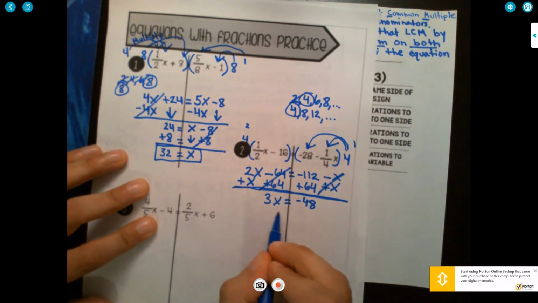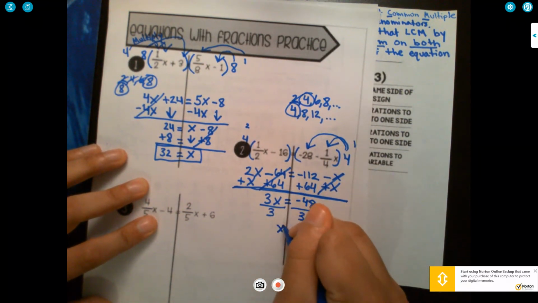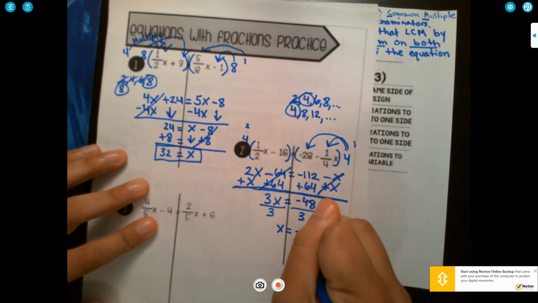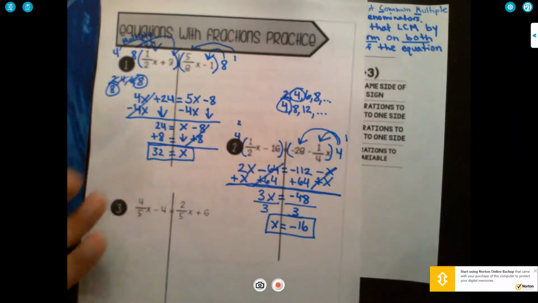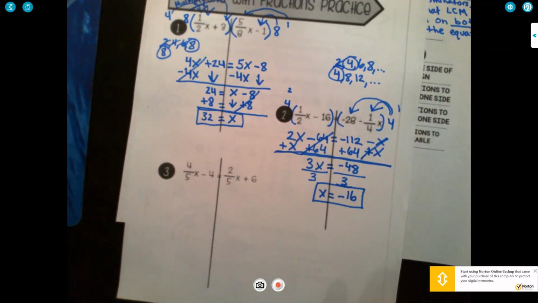And then we want to get this x equal to 1 by itself, so we're going to undo the coefficient, divide by 3, divide by 3. X is going to be equal to negative 48 divided by positive 3, which you should get negative 16. All right, there's that one. So let's move on to this one. Oh, this one's easy for us.